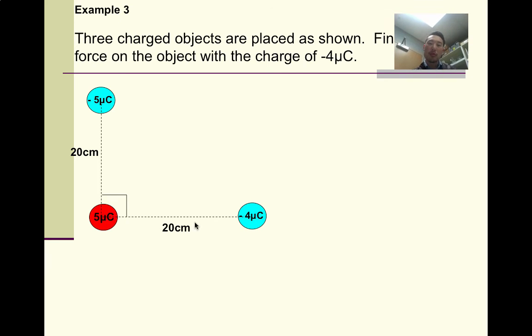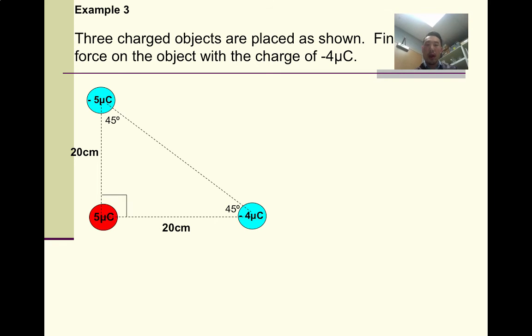Alright, so here we have 3 objects that are placed as shown. Find the net force on the object with a charge of -4 microcoulombs. Micro is just a fancy way of saying 10 to the -6. They're separated by 20 centimeters and 20 centimeters each. Okay, this is what you're going to do. Don't freak out. It's actually relatively simple.